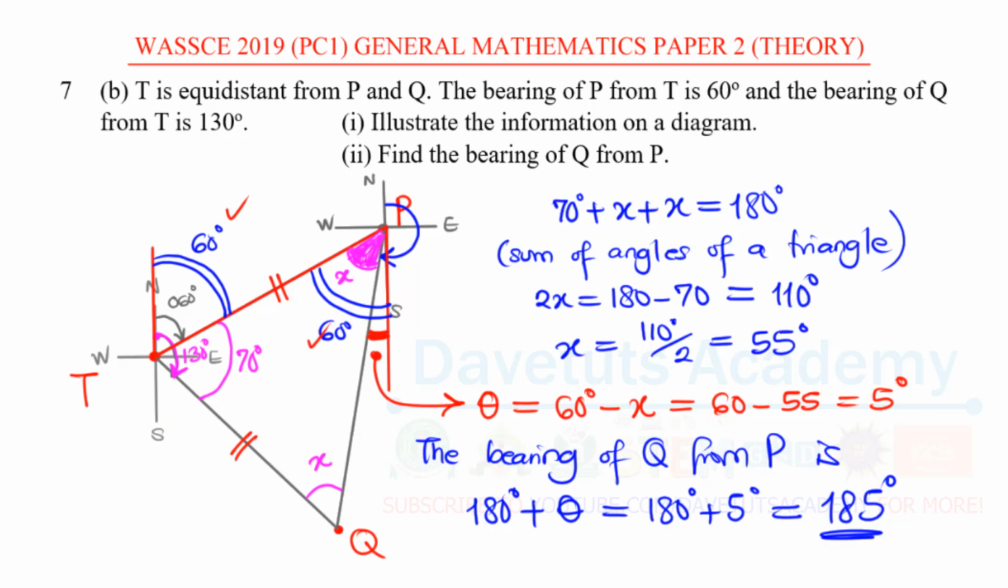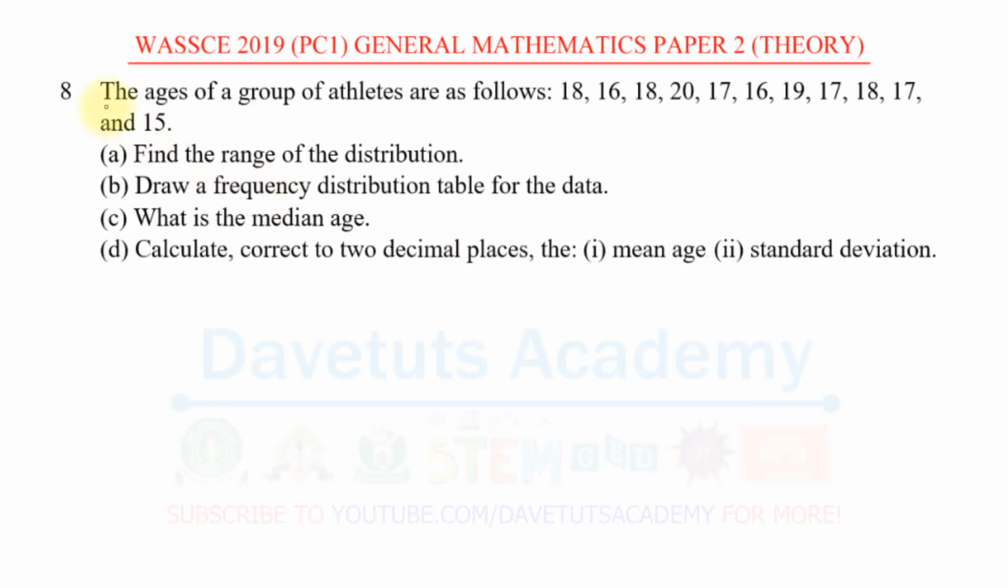All right. The ages of a group of athletes are as follows. So we are given all these numbers, and we are to answer this set of questions following those ages that were given. So we are to find the range of the distribution, draw a frequency distribution table for the data, find the median age, and calculate, correct to 2 decimal places, the mean age and the standard deviation.